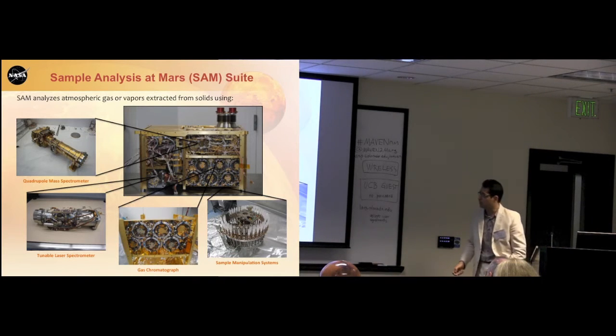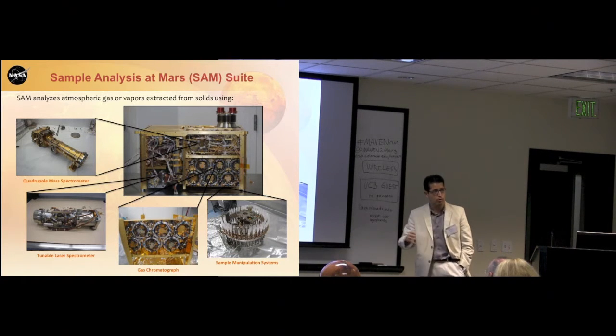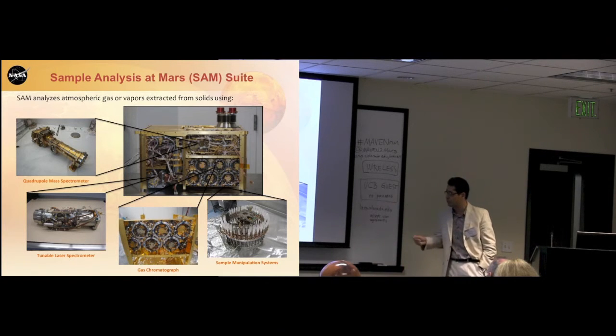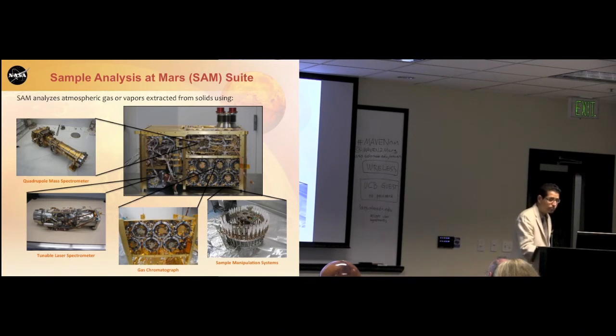And finally, to hold the samples, to carry them around, and to do all these complex processing steps, we have a sample manipulation system. It's a very complex set of 74 cups that we can use to put samples in and carry them around and do these analyses. Do you have any plans?